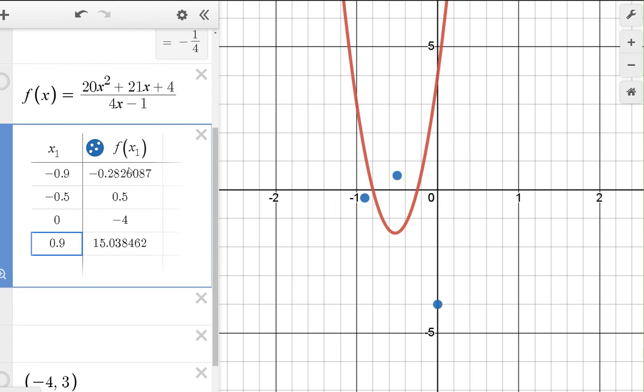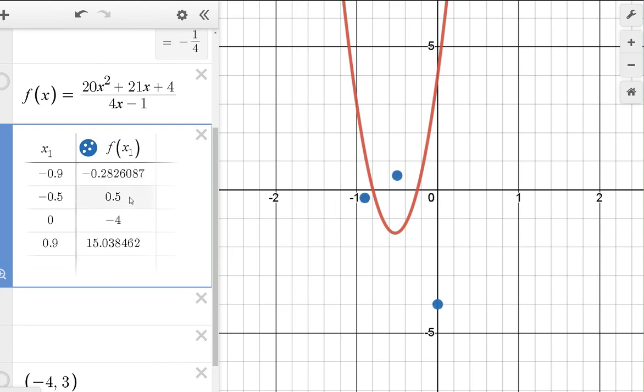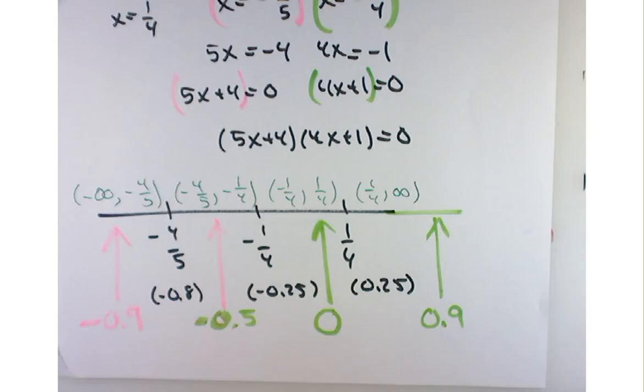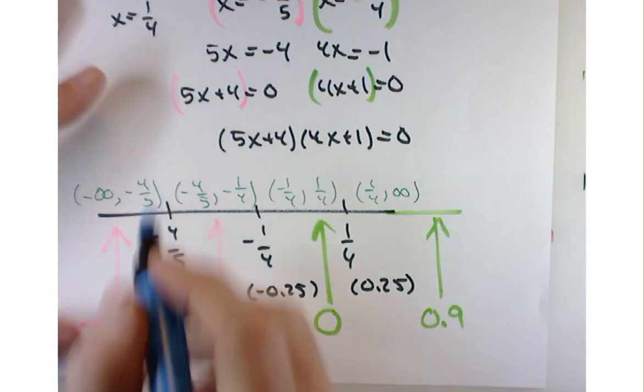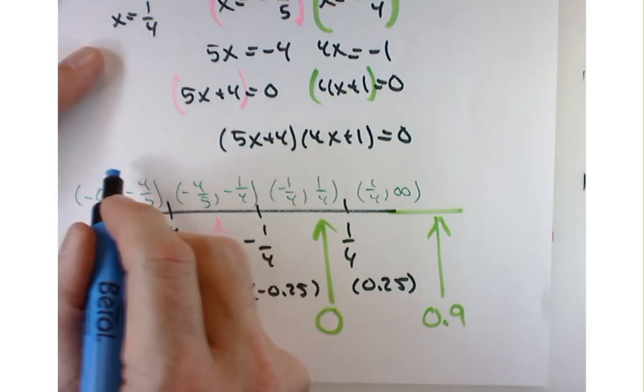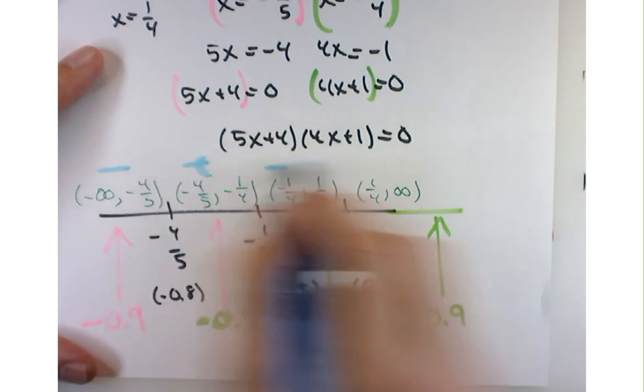So let's see. It goes negative, positive, negative, positive. That's typical of what you're going to get. It's not always guaranteed to alternate in sign, but usually does. So when it does, you feel more confident. So this was negative, positive, negative, positive.